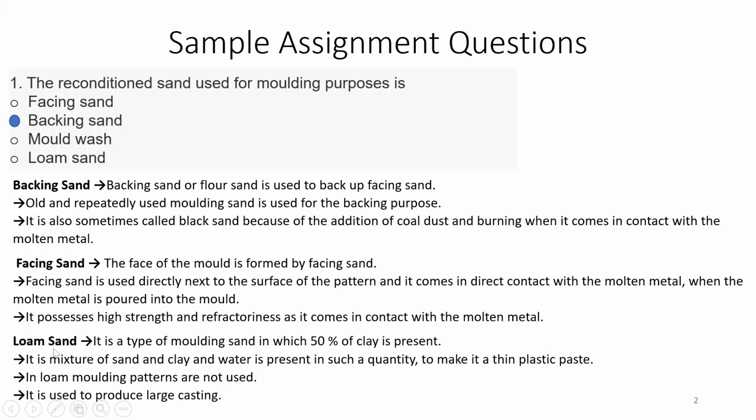Loam sand is the type of molding sand in which 50% clay is present. It is a mixture of sand and clay, and water is present in such a quantity to make it a thin plastic paste. In loam molding, patterns are not used, and it is used to produce large castings.